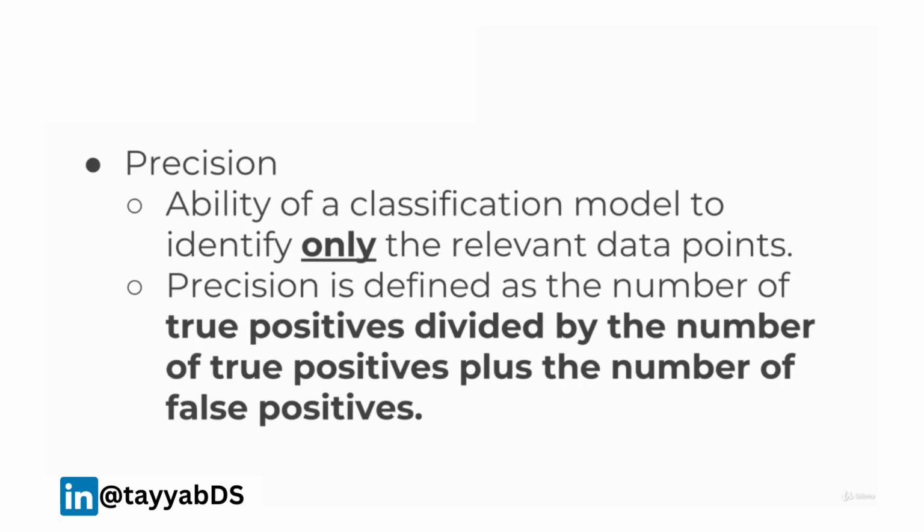Precision is the ability of a classification model to identify only the relevant data points. Precision is defined as the number of true positives divided by the number of true positives plus the number of false positives. And in the next lecture, we'll talk more about true positives, true negatives, and false negatives.